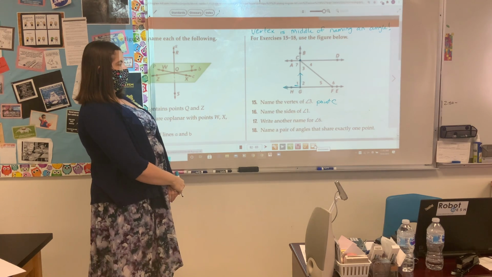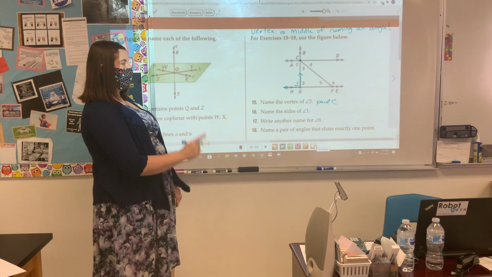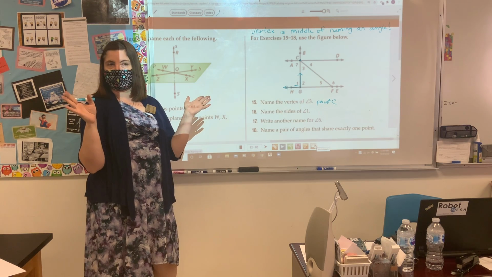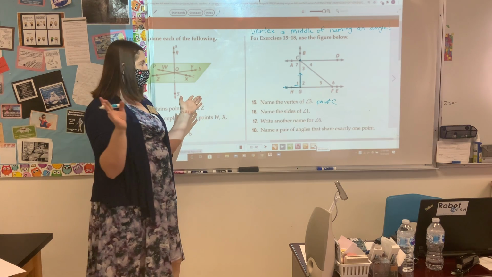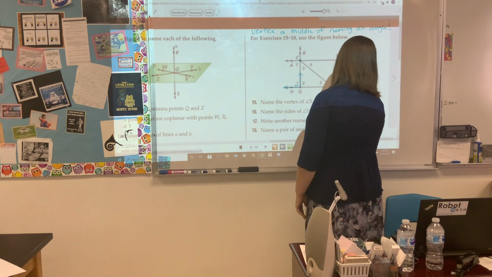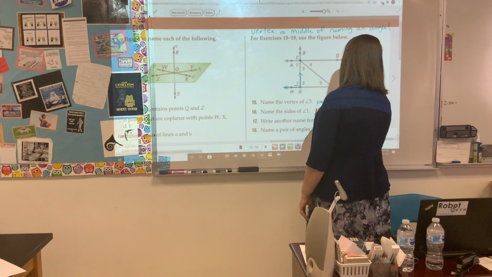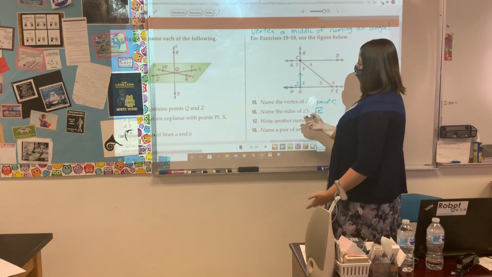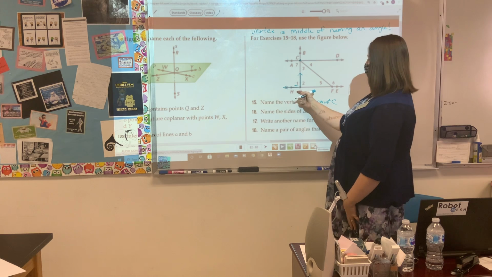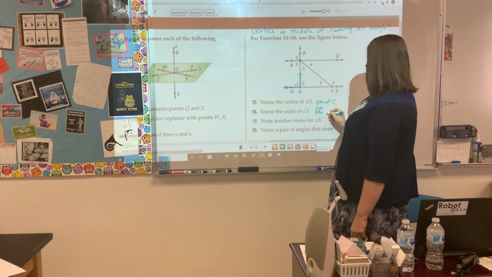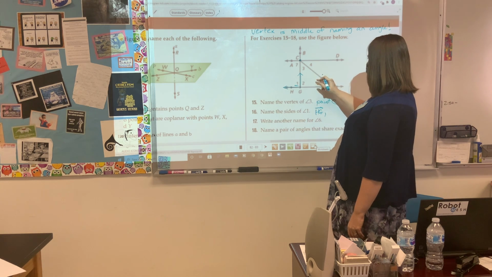Alright. Angle, or sides. Sides, I'm naming rays or line segments. So it'll be line segment HG. I could say HG, and I could say that it's a ray. I could say a line segment as well. Ray just means that it continues on forever. Line segment GC.